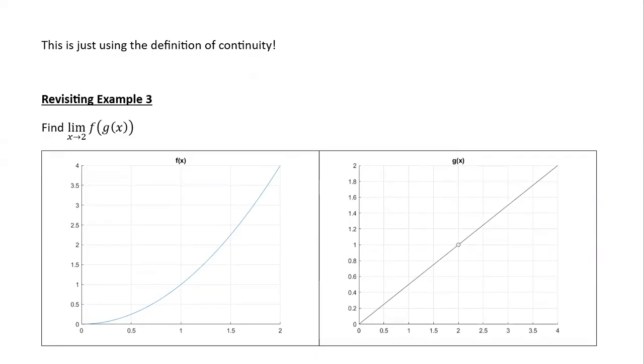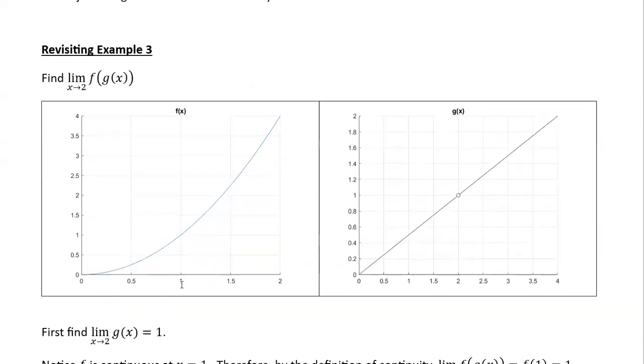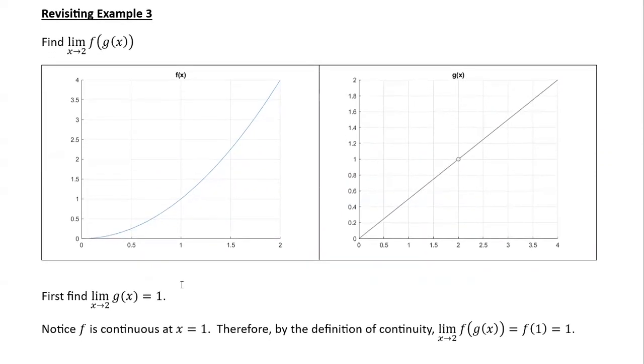So let's revisit example 3 real quick, the one I believe we just did. The limit as x approaches 2 of g of x, the inner function, is 1. Isn't f continuous at x equals 1? Yeah, right? So that's why the limit is f of 1, which is 1. So this is just a special case.